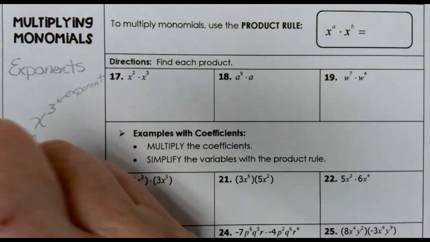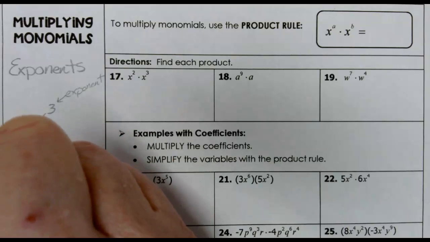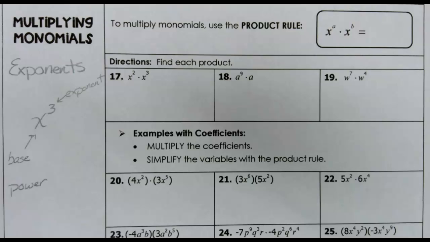Now, if you see the word power, a lot of times we'll say x to the third power, power just implies the entire thing. So when you add a base and an exponent, you put them together, that's actually considered a power. So it's just another vocabulary word you might hear. I want to make sure you're aware of what it means.